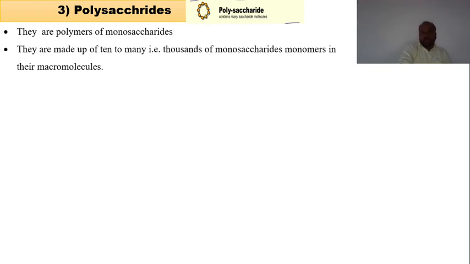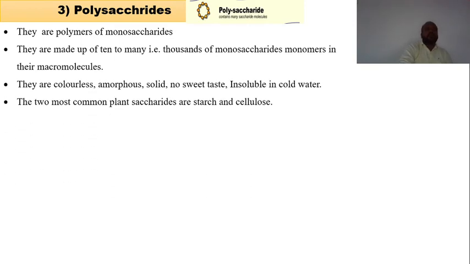They are made up of 10 to many thousands of monosaccharide monomers, so it is called a macromolecule. They are colorless, amorphous solids with no sweet taste. This is the main difference between the other saccharides and polysaccharide: other saccharides are sweet, but here there is no sweetness. Insoluble in cold water, but soluble in hot water.